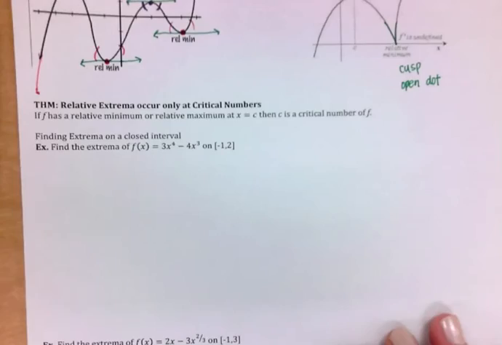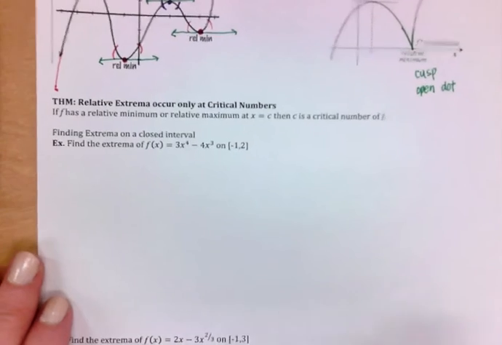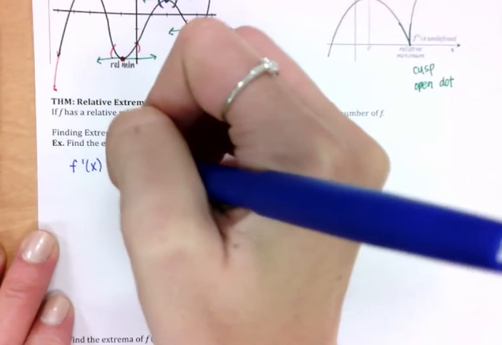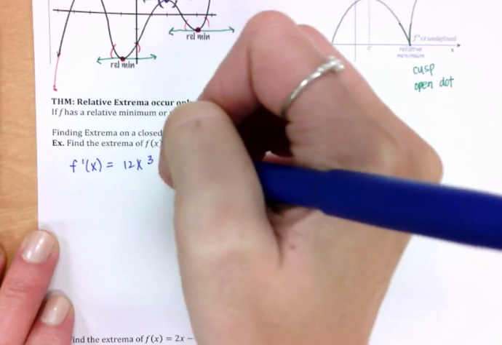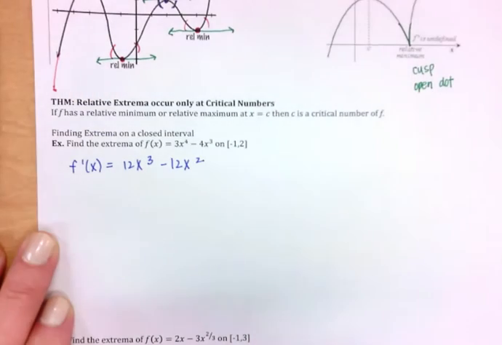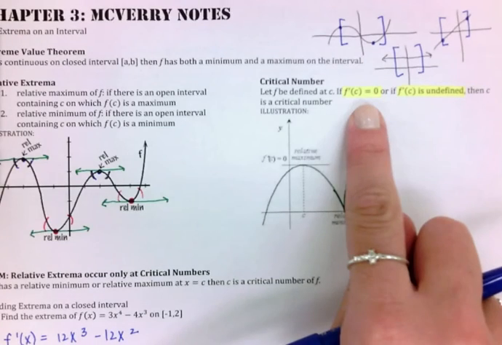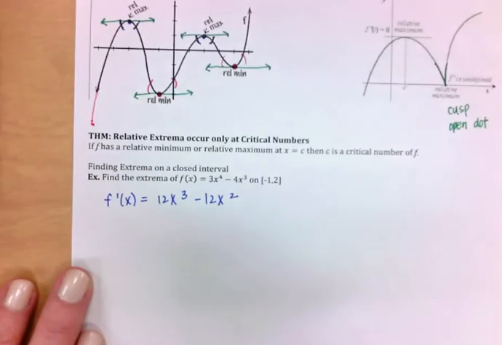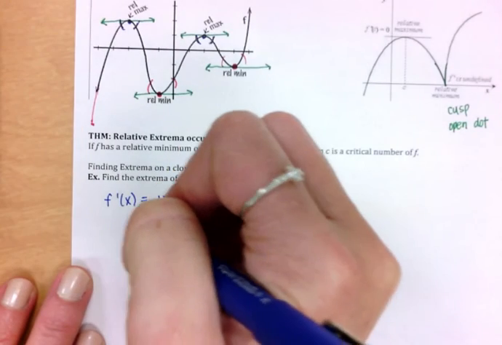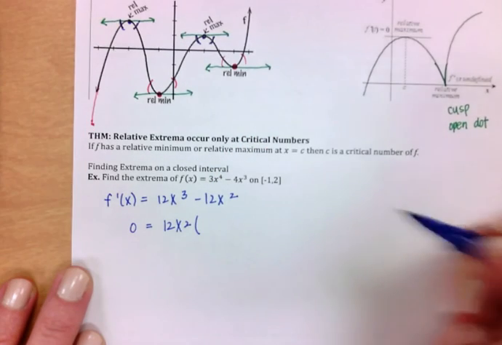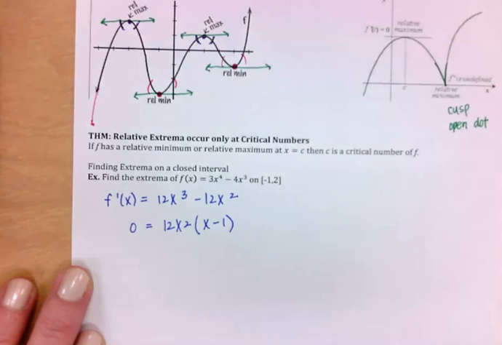So let's go through and find them. So we are given f, so we need to find our derivative so that we can start talking about that. So that's 12x cubed minus 12x squared. Okay, we want to find where that derivative is equal to 0 and where that derivative may be undefined. Okay, so equal to 0, we can pull out a 12x squared, right? And then an x minus 1 is left over.